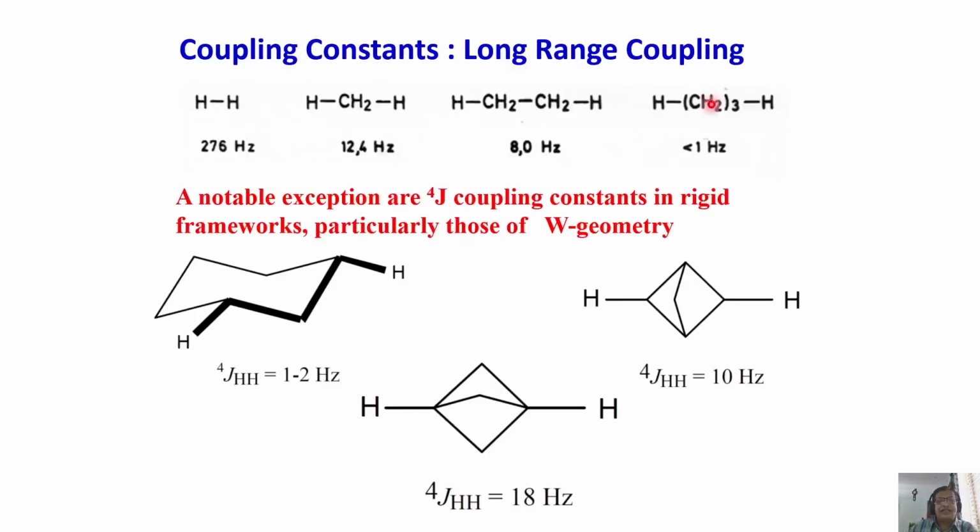So this is an example like this. In this type of molecule, 4-bond coupling is 1.2 hertz. Here you see a 4-bond coupling of 18 hertz between this proton and this proton.